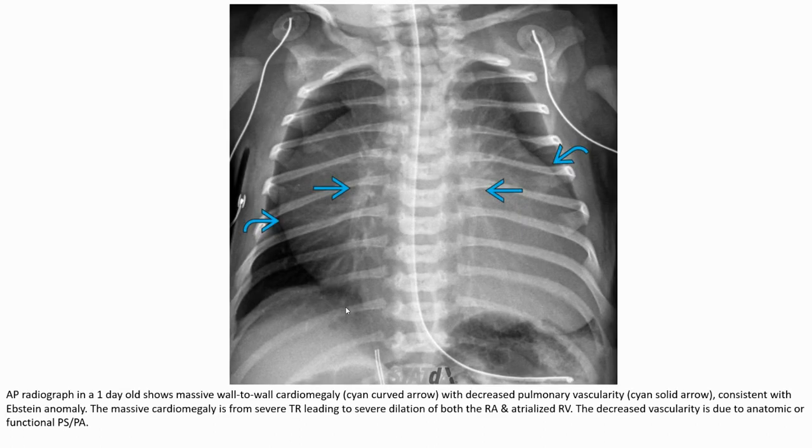This radiograph shows massive wall-to-wall cardiomegaly with decreased pulmonary vascularity, consistent with Ebstein anomaly. The massive cardiomegaly is from severe tricuspid regurgitation leading to severe dilation of both the right atrium and atrialized right ventricle. Decreased vascularity is due to anatomic and functional pulmonary stenosis or atresia.